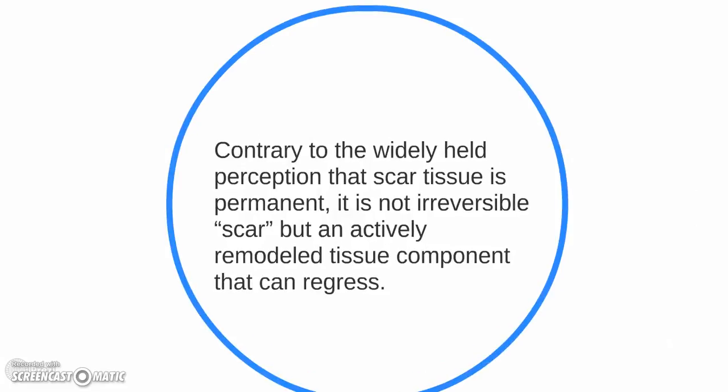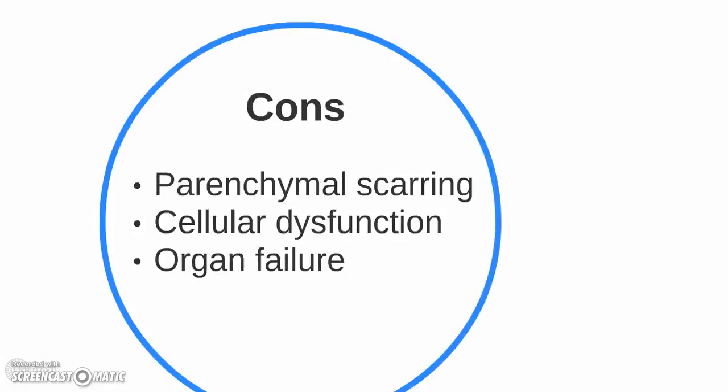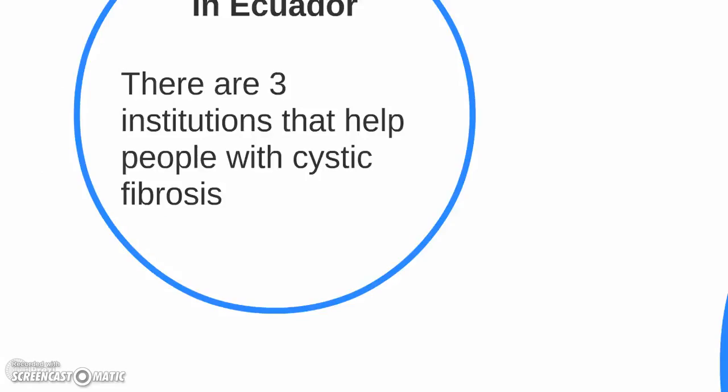Contrary to the widely held perception that scar tissue is permanent, it is not irreversible scar, but an actively remodeled tissue component that can regress. Pros: adaptive features in the short term. Cons: parenchymal scarring, cellular dysfunction, organ failure.